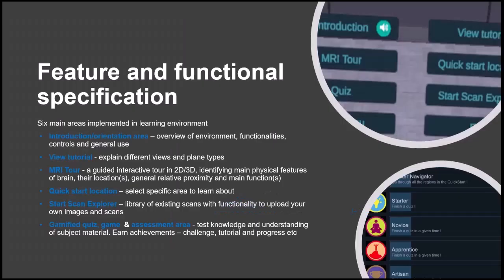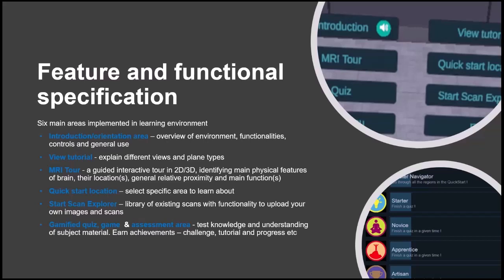In terms of features and functional specification, we have implemented 6 main areas in the learn environment. There's an introduction and orientation area, which provides an overview of the environment, functionalities, controls, and general use. We have a view tutorial, which explains different views and plane types. We have an MRI guided tour, which is an interactive tour in 2 dimensions and 3 dimensions, identifying main physical features of the brain, their locations, general relative proximity, and main functions.